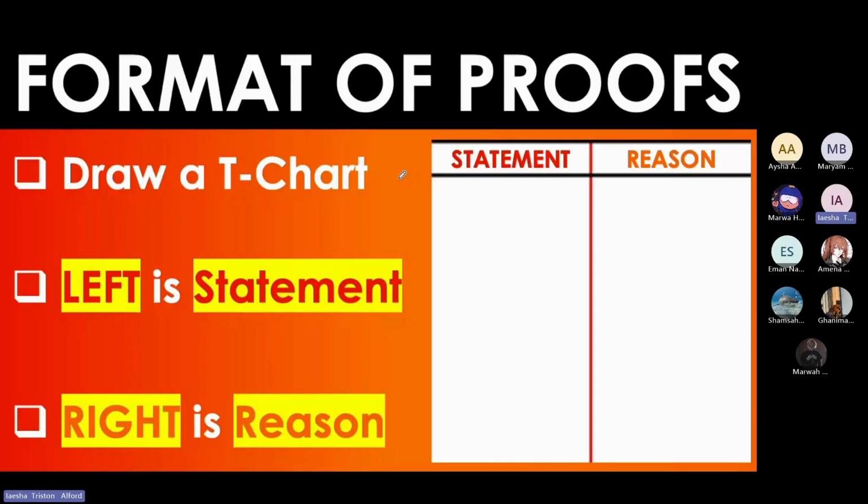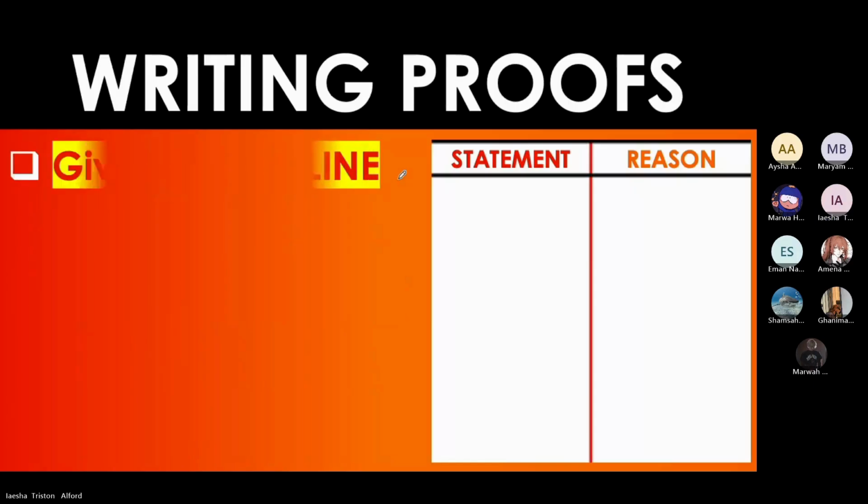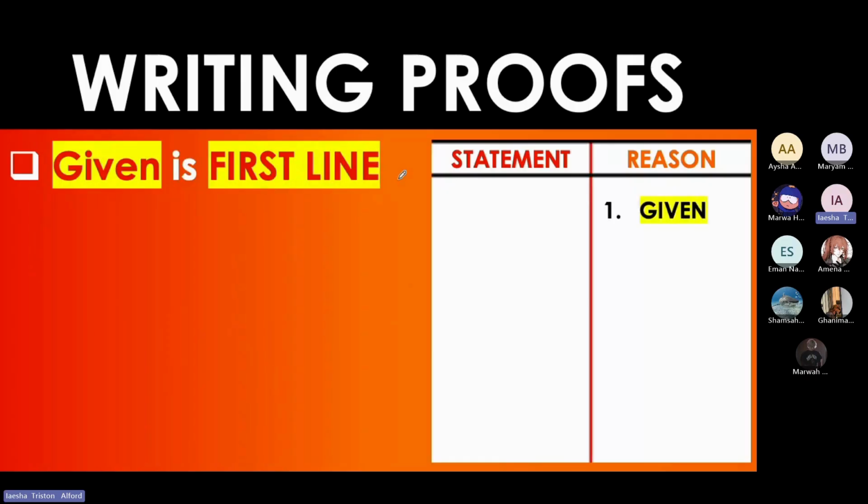If they do not give you this chart, you have to draw it yourself. Draw the T-chart. Left is statement, reason is right. After you do the T-chart, everybody can put some information in it. The first line is always going to be given, the reason. Always, always. So if they give you a blank for number 1, you write given. What else can we do?